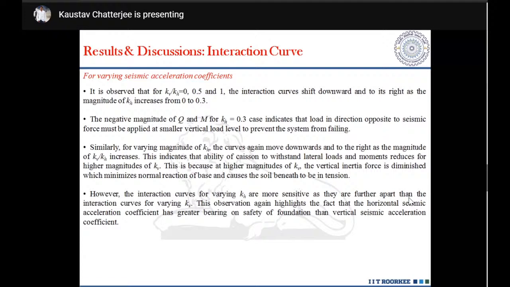The interaction curves for varying kh are more sensitive, as they are further apart than the interaction curves for varying kV. This highlights again the fact that the horizontal seismic acceleration coefficient has greater effect or bearing on the safety of the foundation than the vertical.